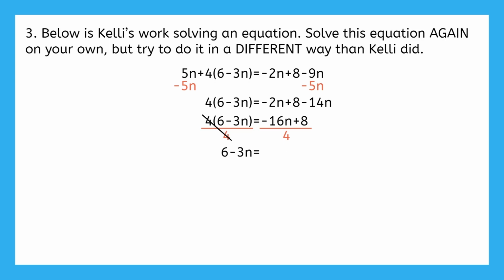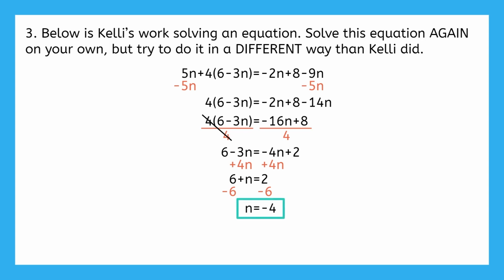And on the right, I have to divide this whole side by 4, which means I have to divide each term. Negative 16n divided by 4 makes negative 4n. And 8 divided by 4 makes 2. Then, say I want to bring my n terms to the left side. I can add 4n to both sides to get 6 plus n equals 2. Then I can subtract 6 from both sides to get that negative 4 is the solution.